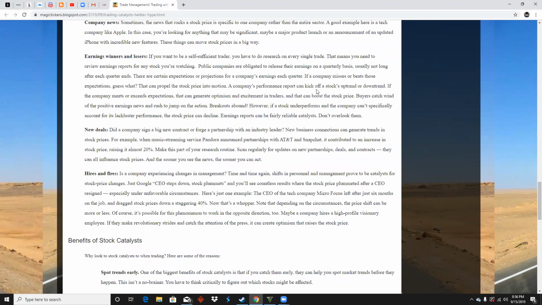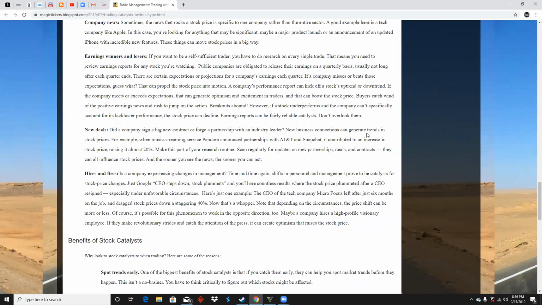A company's performance report can kick off a stock's uptrend or downtrend. If the company meets or exceeds expectations, that can generate optimism and excitement in traders, and that can boost the stock price. Buyers catch wind of the positive earnings news and rush to jump on the action. Breakouts abound. However, if a stock underperforms and the company can't specifically account for its lackluster performance, guess what? The stock price can decline. Earnings reports can be fairly reliable catalysts. Don't overlook them. New deals. Did a company sign a new big contract or forge a partnership with an industry leader?